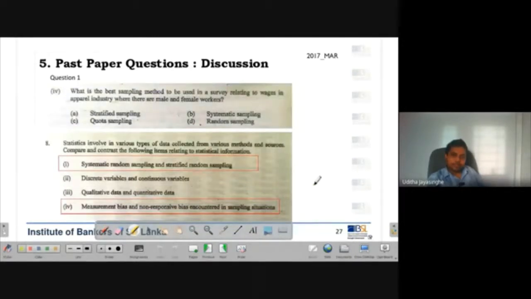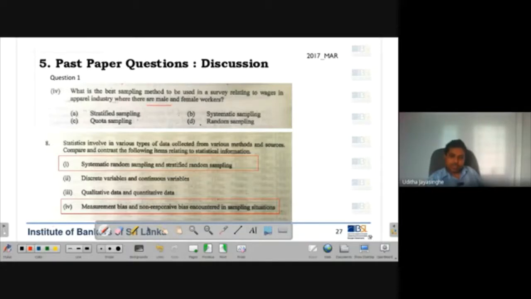17 March, question number 1, part number 4. What is the best sampling method to be used in a survey related to wages in apparel industry where there are male and female workers? That means it gives you a bit of an implication.